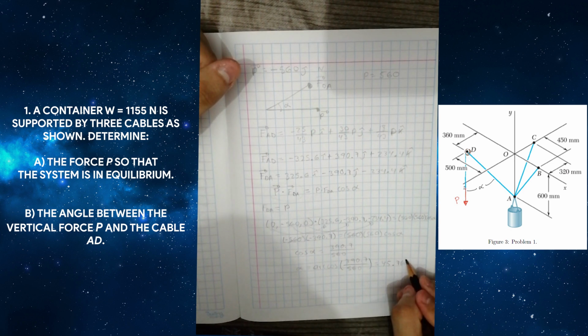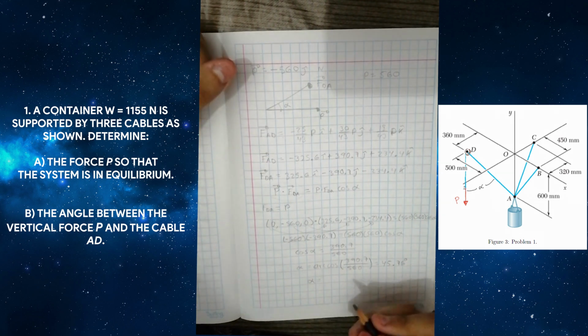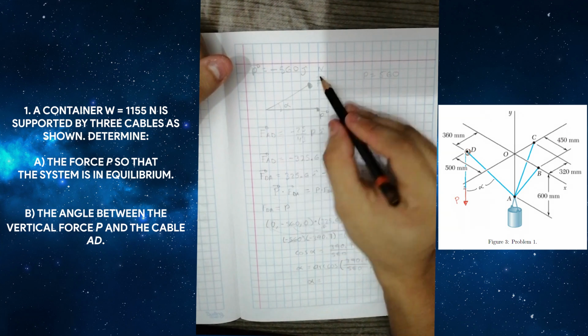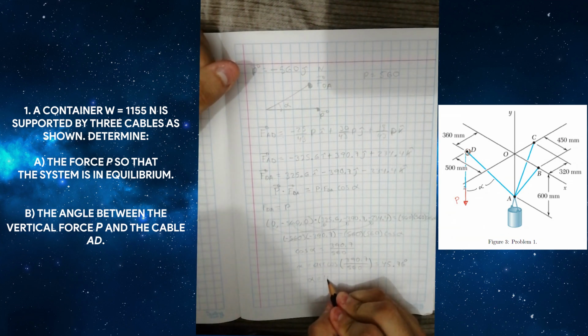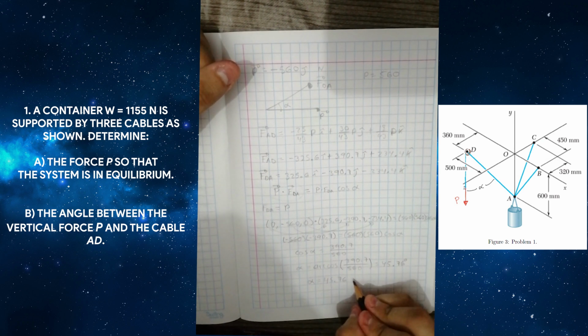45.76 degrees. The angle between the force in AD and the force P is 45.76 degrees.